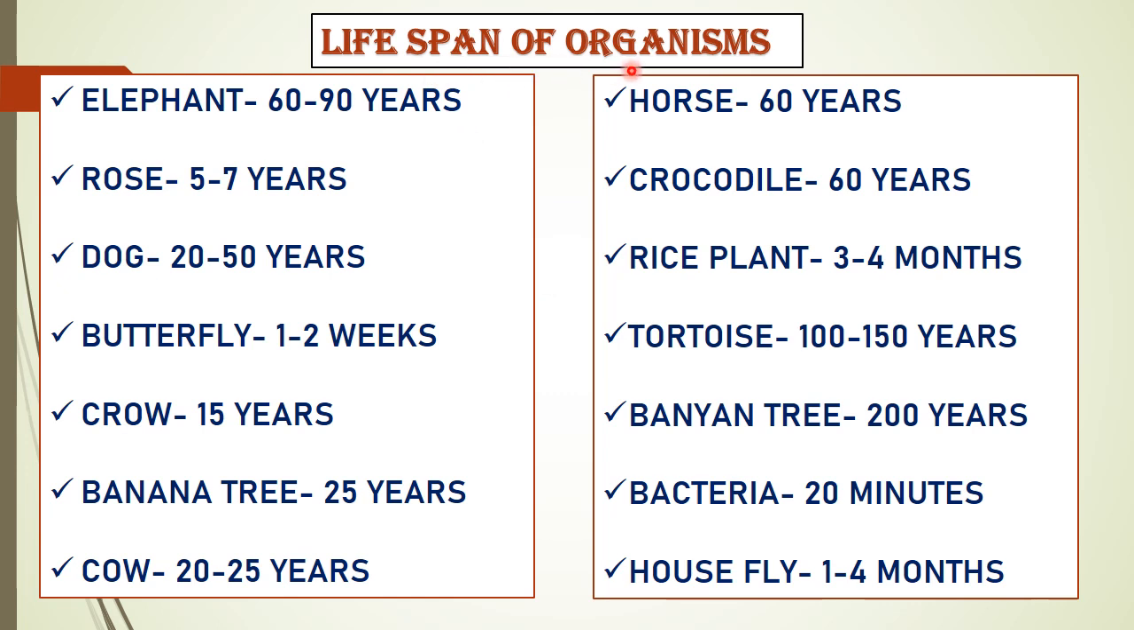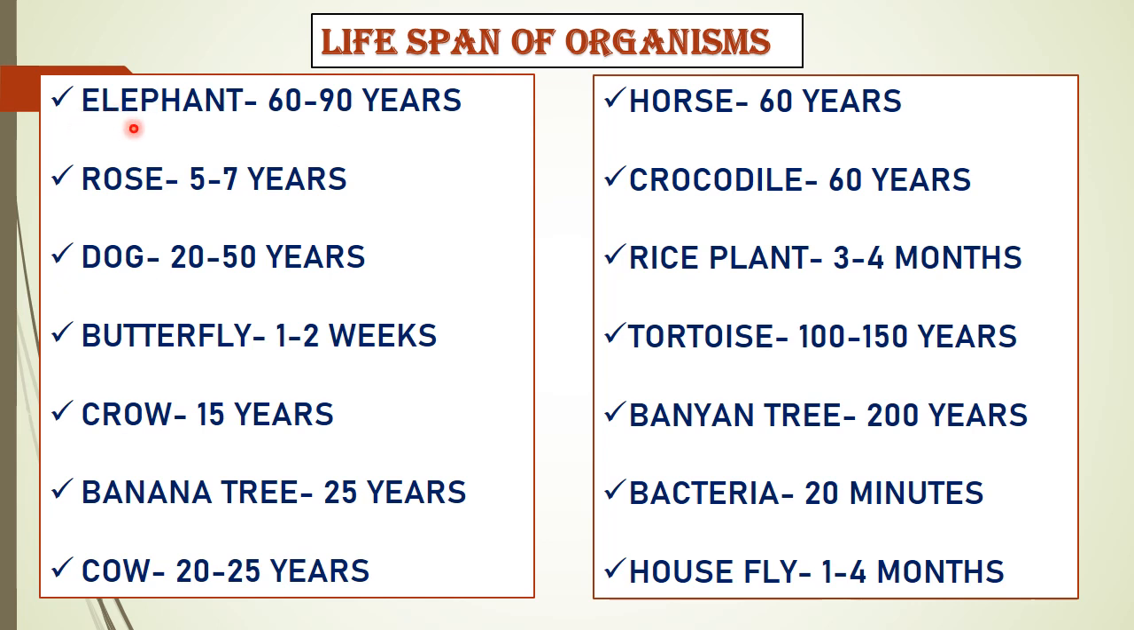Lifespan of organisms. Living beings live for a certain period of time and then they die. This cycle of birth and death is unique to living beings and reproduction helps in this cycle. Lifespans of different living beings are different.